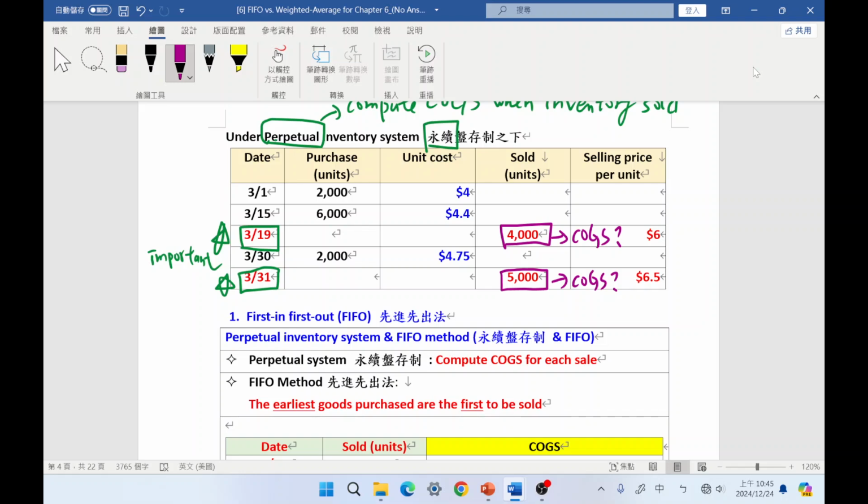FIFO, first in, first out. So it's totally the same as before. So I think you can finish it by yourself.